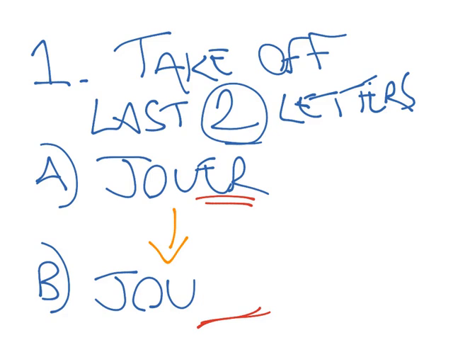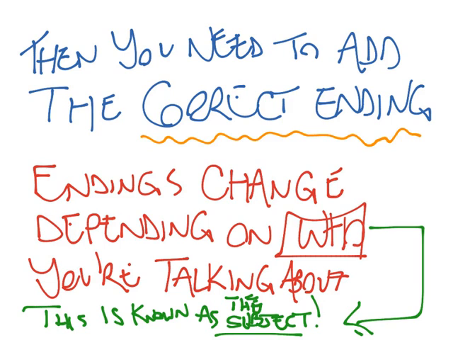So the steps, it's really easy. You've got to take off the last two letters, the ER. So for example, with A, you've got jouer, and that changes to joue, J-O-U. You're going to add something on the end. That thing that you add on the end depends on the person that you're talking about. So the endings change depending on who. The who is what's known as the subject in languages. So every time you change the person you're talking about, the subject, you need to change those endings.